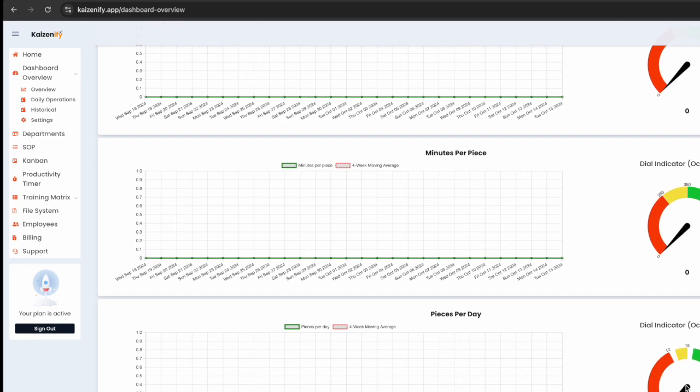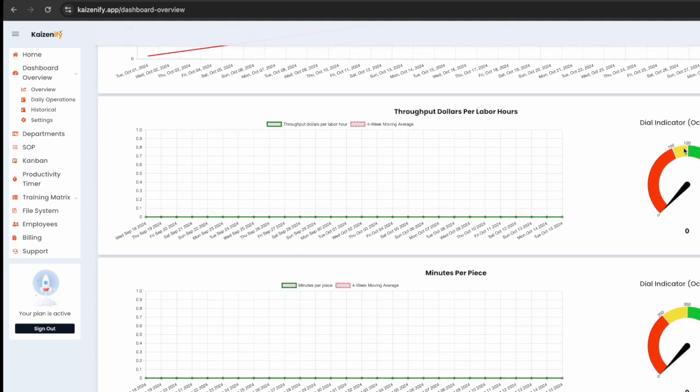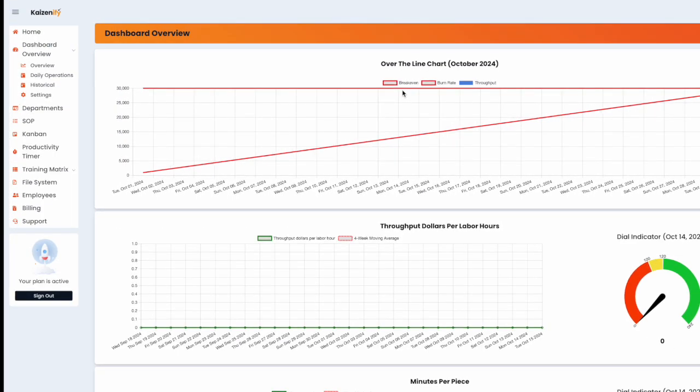Now these indicators over here are showing you yesterday's actual number. This will be showing you your average trend as you're going through your 4-week moving average there. So I'm going to be showing you how to set this up from scratch. The first thing we need to do is go into settings.